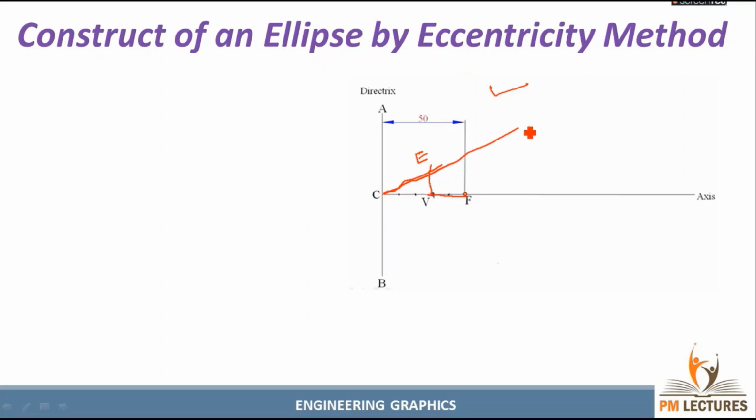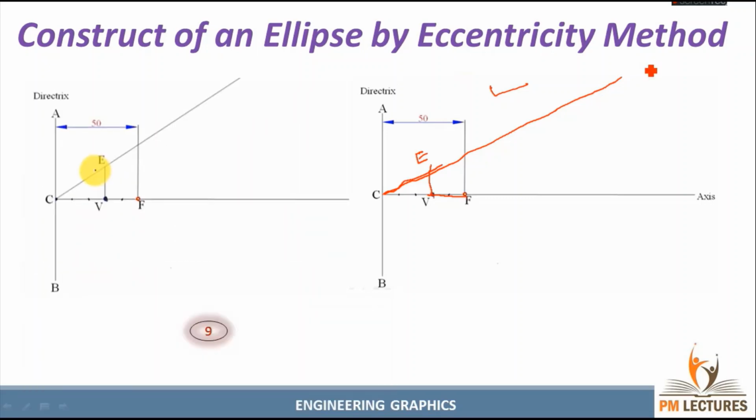It is not coming properly for me, you can draw with your scale. Like this, we need to draw an inclined line. See here. Okay. After that, we need to divide the horizontal line into 10 mm parts, because here we divided C to F as 10 mm only.